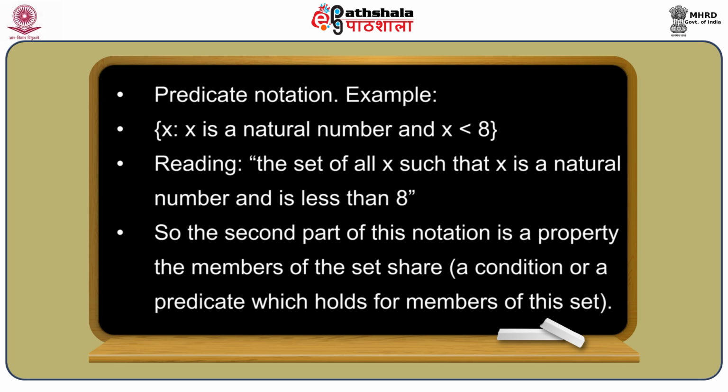What about the predicate or abstraction notation? Let's take the following example. {x | x is a natural number and x is less than 8}. This needs to be read as the set of all x's such that x is a natural number and x is less than 8. So the second part of this notation is a property the members of the set share. This is a condition or a predicate which holds for the members of the set.